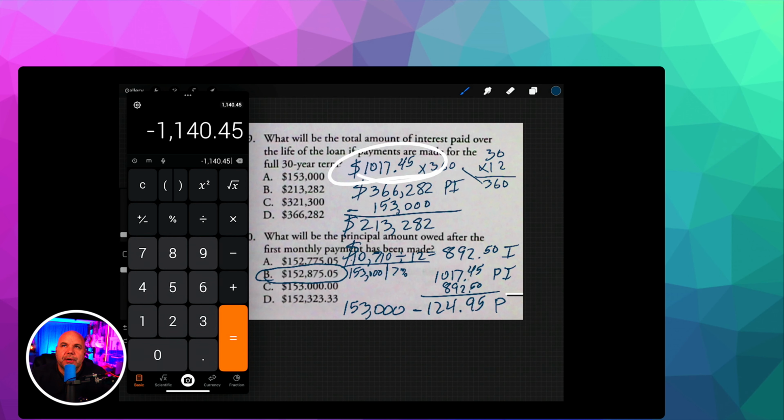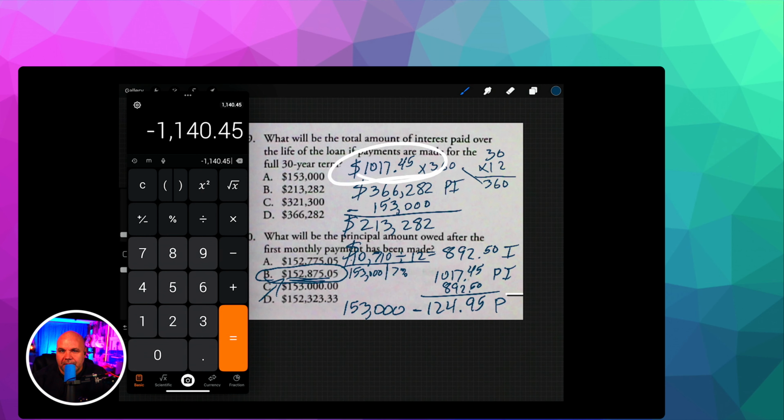Did I miss a question you were asking? Are we good? Okay. So yeah, then subtract that $124.95 from the original amount of loan, and that's what your loan is going to be after your first month's payment, $152,875.